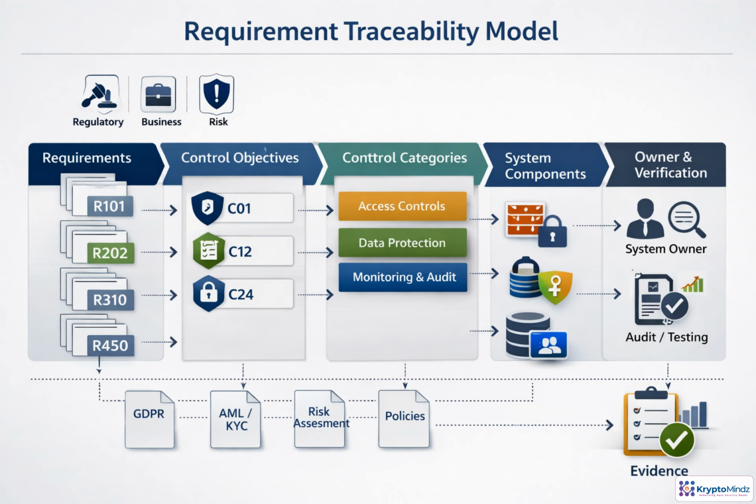Traceability turns requirements into proof. Each regulatory, business, or risk requirement gets a unique ID, then maps to a control objective, a control category, the system component that implements it, and the owner who verifies it. Source documents, such as GDPR analysis, AML, KYC policy, risk assessments, and business requirements, stay linked throughout. If a high-risk requirement cannot be tied to a testable control and evidence artifact, it is an audit gap.